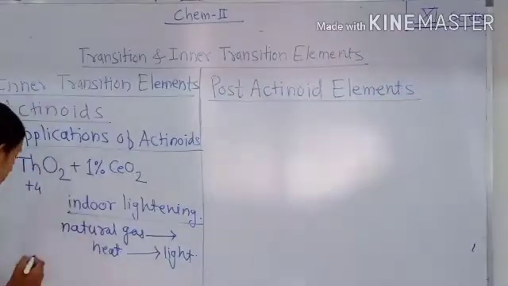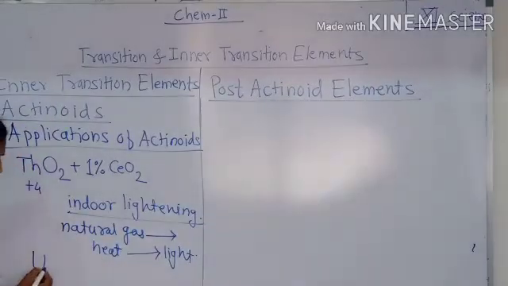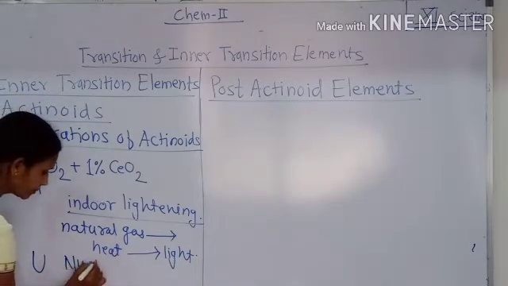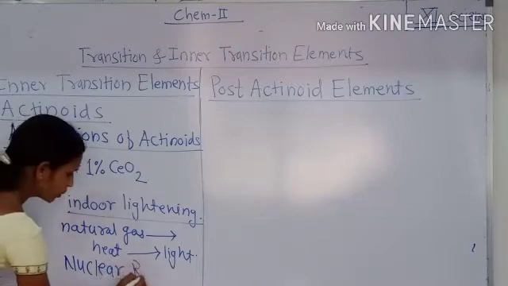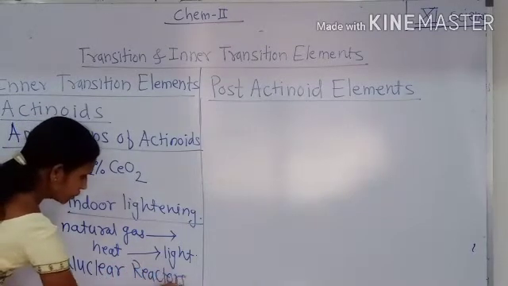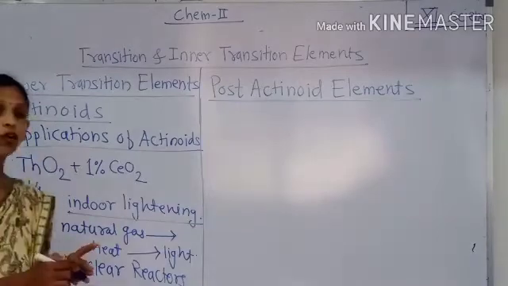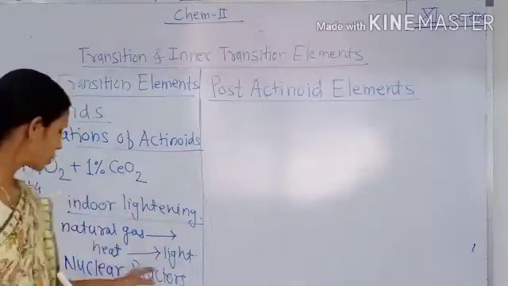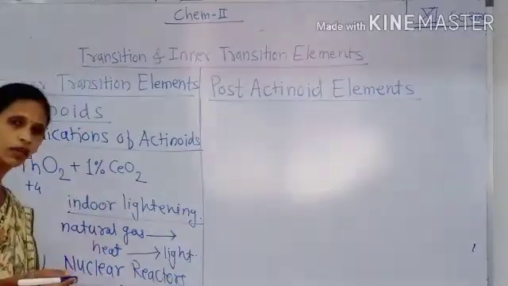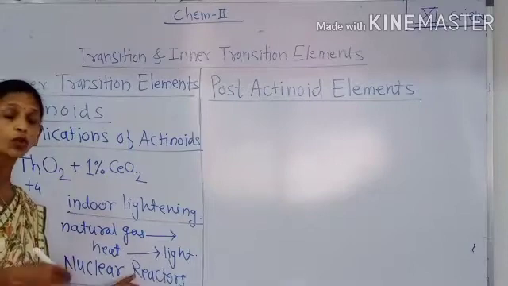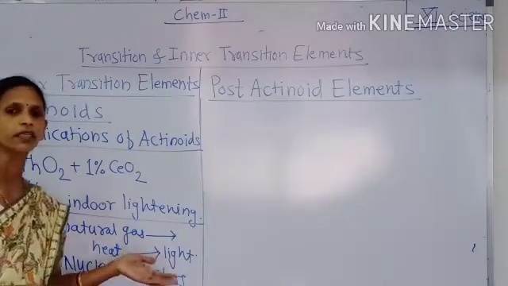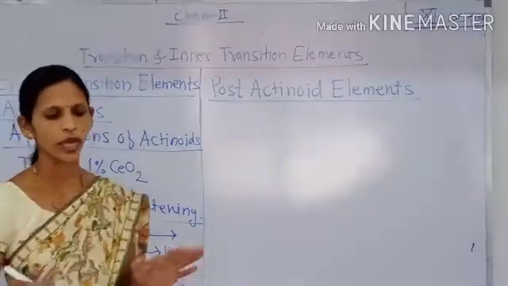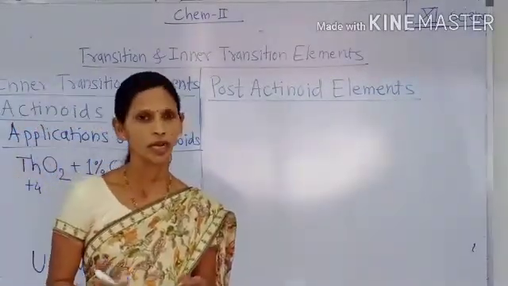Then uranium, about which all of you have studied. Uranium is used in nuclear reactors to produce a lot of heat energy, which is converted into electrical energy. That means uranium is used as a fuel in nuclear reactors to produce heat energy, and that heat energy is converted into electricity. That is about the applications of actinoids.